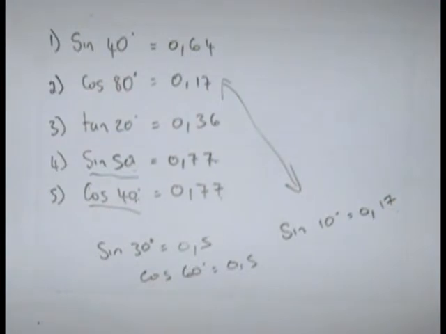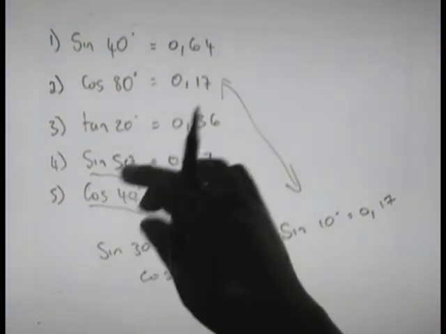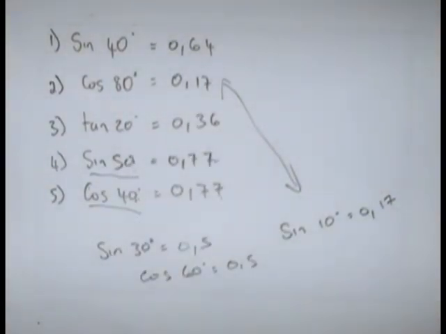Something for you to think about. Sine of 50 is the same as cos of 40, sine of 30 is the same as cos of 60, and sine of 10 is the same as cos of 80. Keep that in mind.